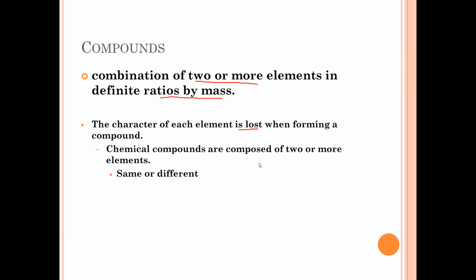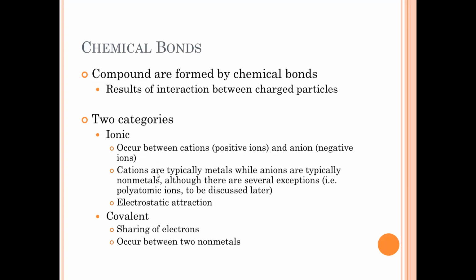Chemical compounds are composed of two or more elements, and these elements could be the same element or they could be different. Compounds are formed by chemical bonds. These are the results of interactions between charged particles. There are two categories of chemical bonds. There's ionic and covalent.